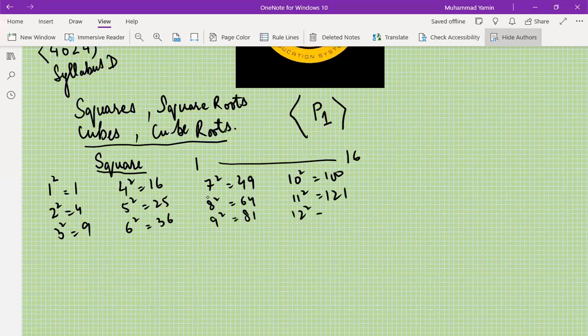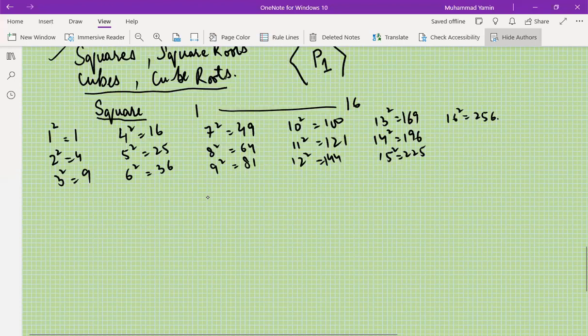Square of 12, 144. Square of 13, 169. Square of 14, 196. Square of 15, 225. And square of 16, 256. If you memorize these values, that will be very helpful to deal with the questions in this topic.